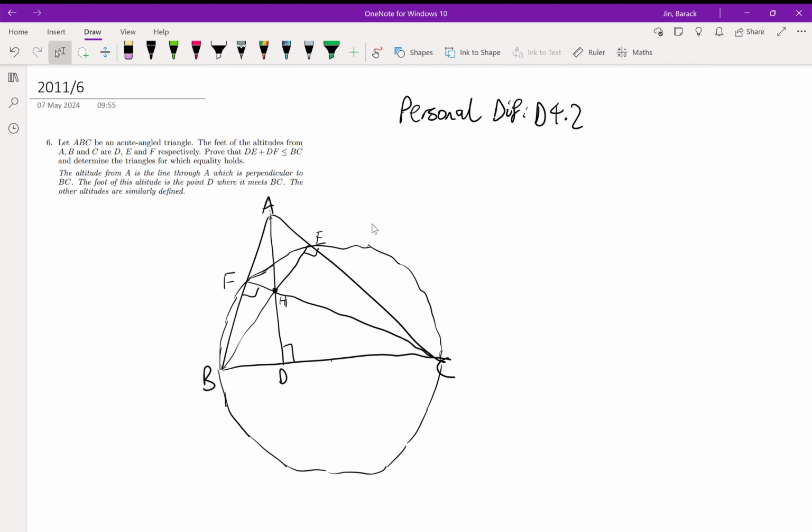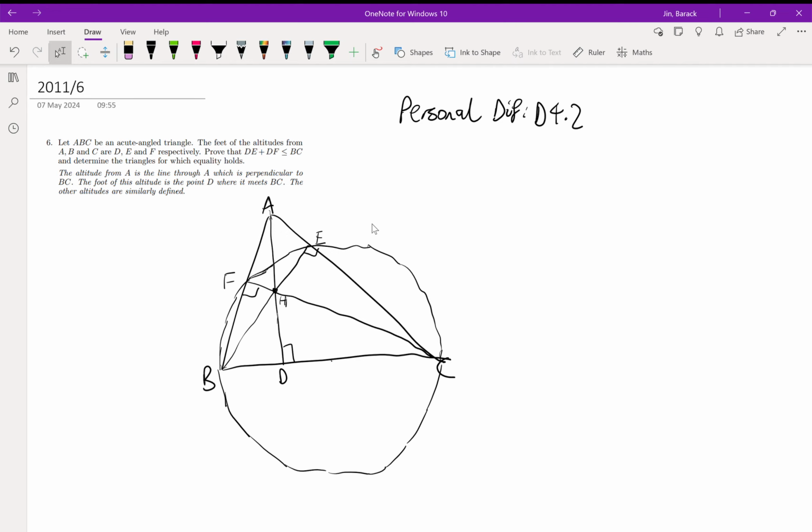2011 BMO1 question 6. Let ABC be an acute angle triangle. The feet of the altitudes from A, B, and C are D, E, and F respectively. Prove that DE plus DF is less than or equal to BC and determine the triangles for which equality holds.